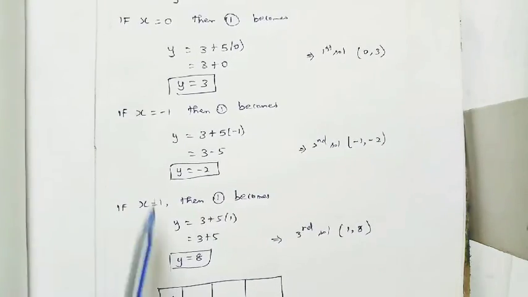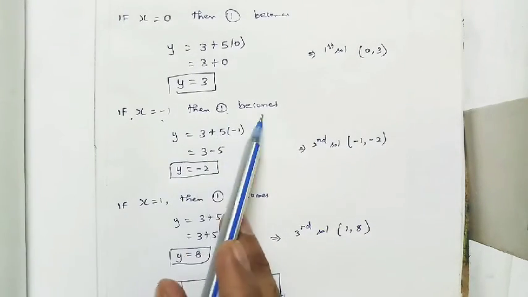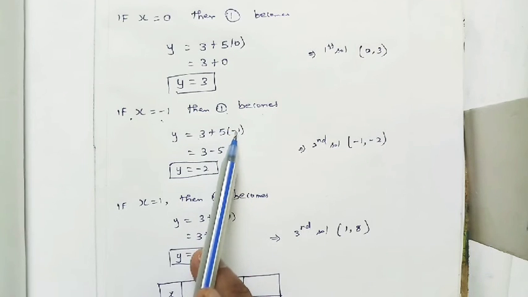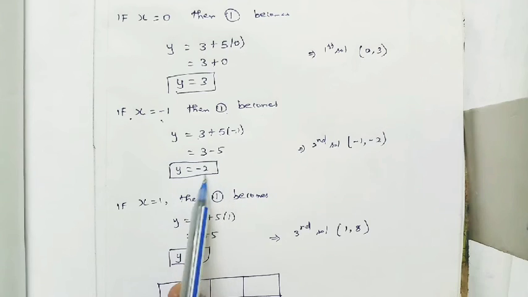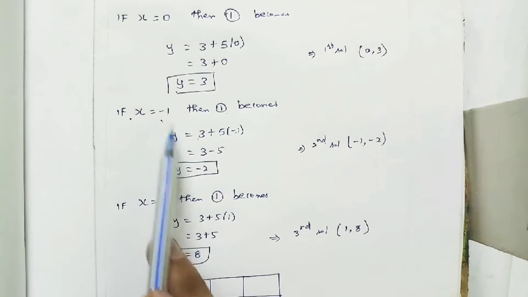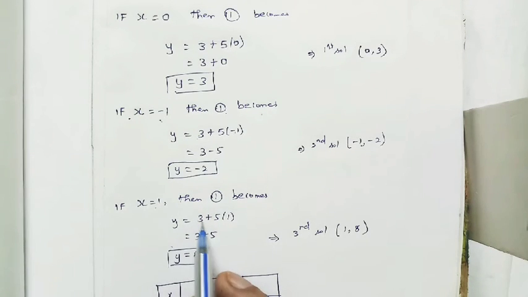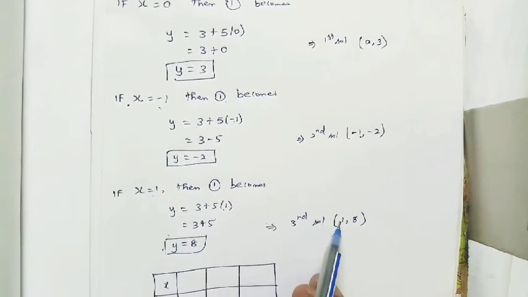I'm just assuming if x is equal to minus 1, then equation 1 becomes y is equal to 3 plus 5 into minus 1, right? Wherever x is coming, we substitute minus 1. 5 into minus 1 is minus 5, plus 3, minus 2. The solution is minus 1 comma minus 2, right? For the third one, I am assuming x is equal to 1. Then equation 1 becomes y is equal to 3 plus 5 into 1. 5 into 1 is 5. 5 plus 3 is 8. So y is equal to 8. The third solution is 1 comma 8.